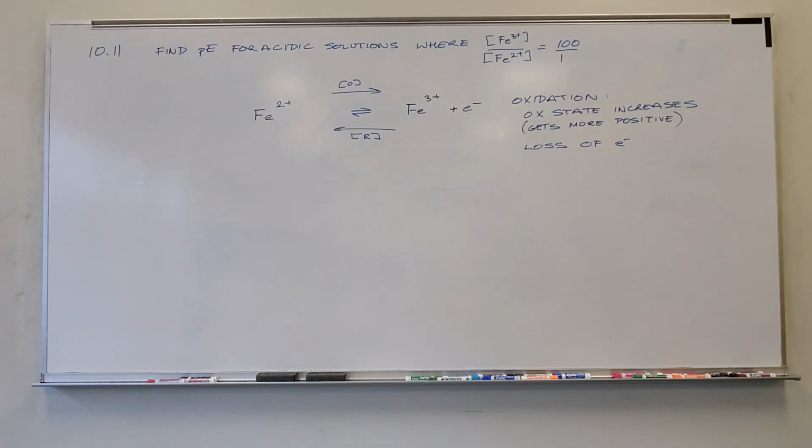427. It says find the PE value for acidic water in which the ratio of concentrations of iron 3 plus to iron 2 plus is 100 to 1. It gives us no other information, which is a bit of a Swiss cheese. It doesn't tell us what the pH of the acidic solution is, and it doesn't give us any other information.